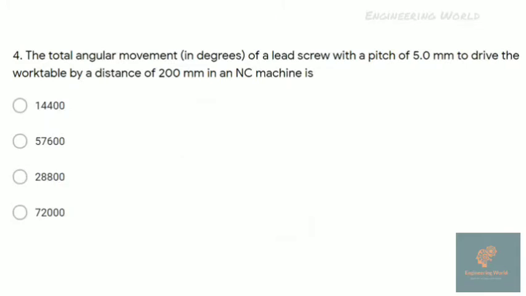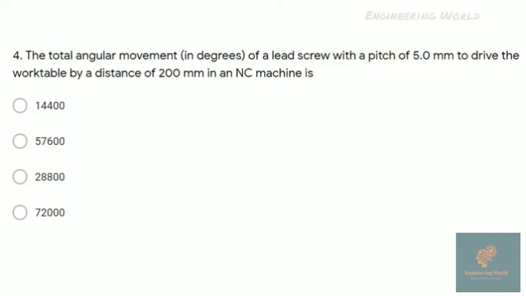For this type of example, please draw the figure so that you can get the answer in just 3 to 4 seconds. Then the next question is, the total angular movement in degrees of a lead screw with pitch of 5 mm to drive the worktable by a distance of 200 mm in an NC machine is.